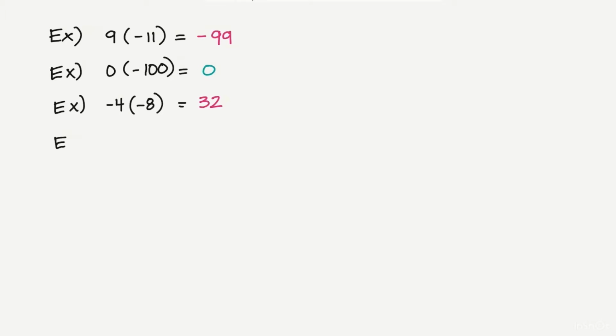For our fourth example, we're going to do some division. So I have negative 24 divided by positive 3. They have different signs, so it's going to give me a negative result, negative 8. Our next example is going to be negative 35 divided by negative 7. They have the same sign, so it's going to give me a positive answer, positive 5.